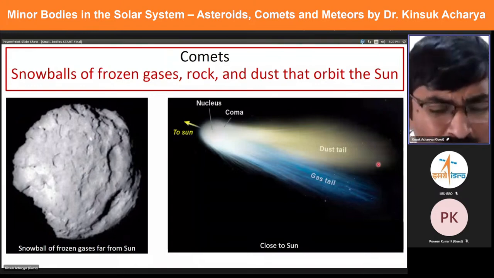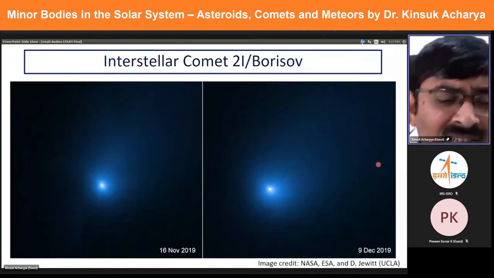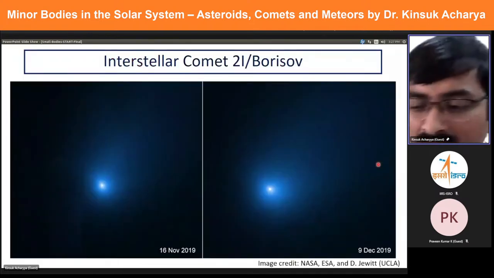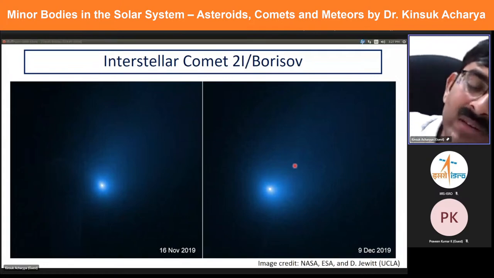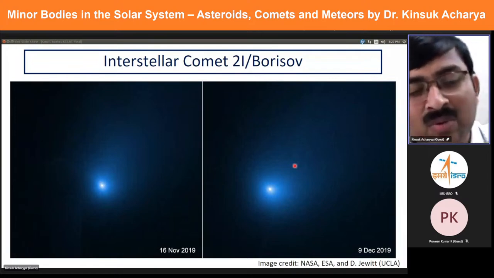I will discuss this quickly. So this is another very interesting object which was observed in 2019. This is an interstellar comet, so it is coming from a different planetary system. So you can understand it's beautiful.